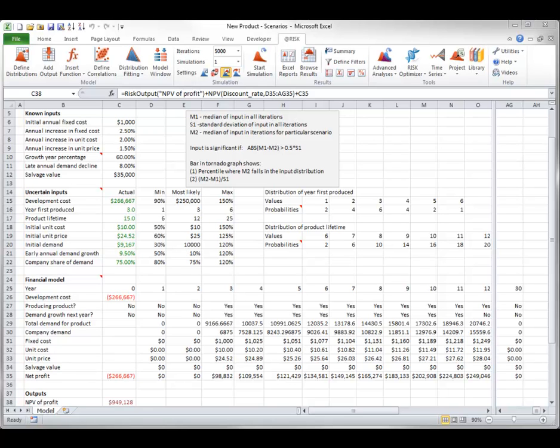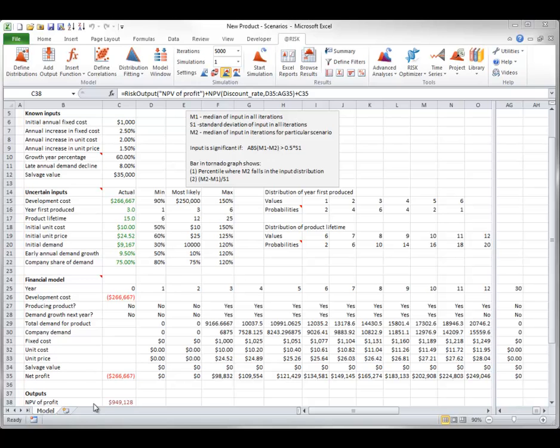Here is a model of sales of a new product. It is adapted from one of the @RISK example files. There are several uncertain inputs in the cells with green font, and they lead to the single @RISK output, the NPV of profit, in the maroon font.